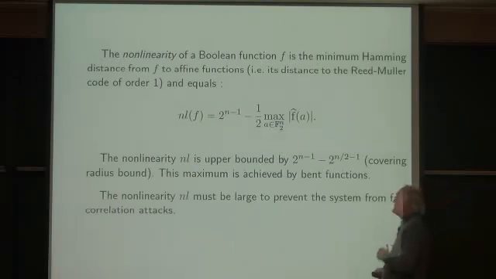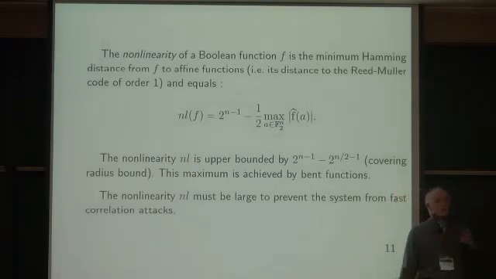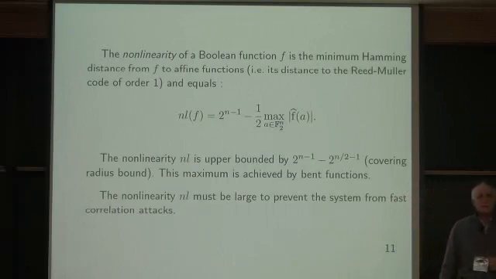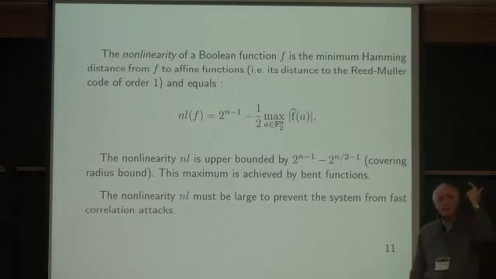So the nonlinearity also must be large. This is to prevent an attack called the fast correlation attack. There are many versions of this fast correlation attack, but in all the versions you need the nonlinearity to be large. So at this point we already have three conditions: balanced, large algebraic degree, and large nonlinearity.